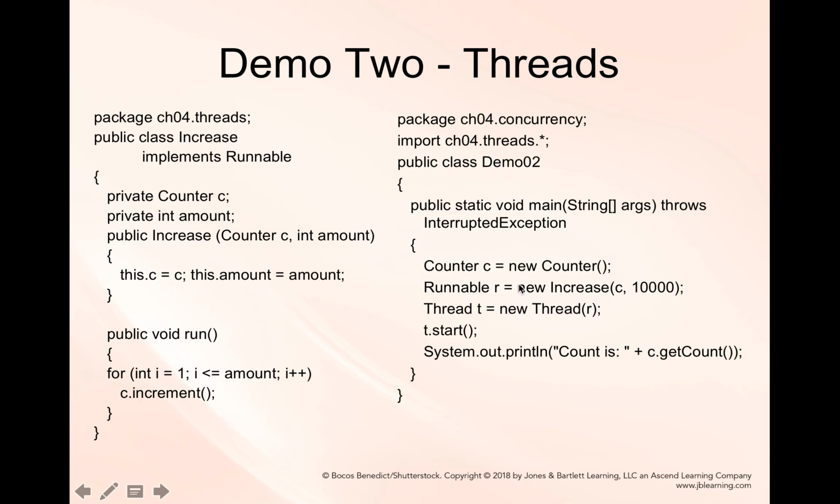Demo number 2 creates a thread, initializes counter like in the previous one. It instantiates Increase and passes amount as 10,000, and it's also passing C to the Increase constructor here. And this R is getting passed to the thread constructor, right? And then you say t.start. When you say t.start, the run method starts getting executed, okay? And you print the count.